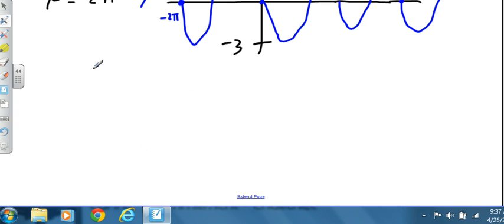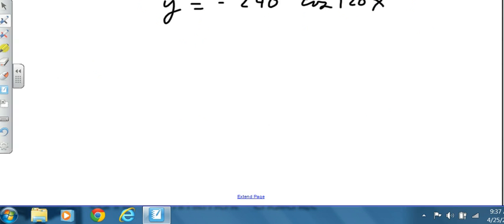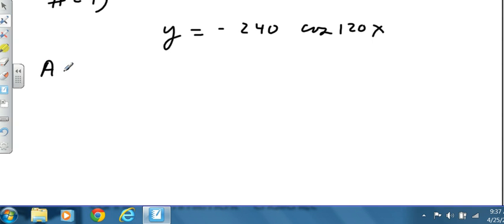number 24. Oh, I don't believe it. Look at that. Number 24. So I got y is equal to minus 240 cosine 120x. Okay, so they want to know the amplitude, 240, and they want to know the period, 2 pi over 120, which is pi over 60.